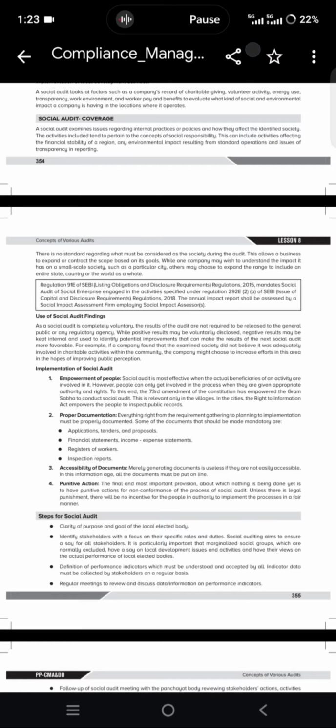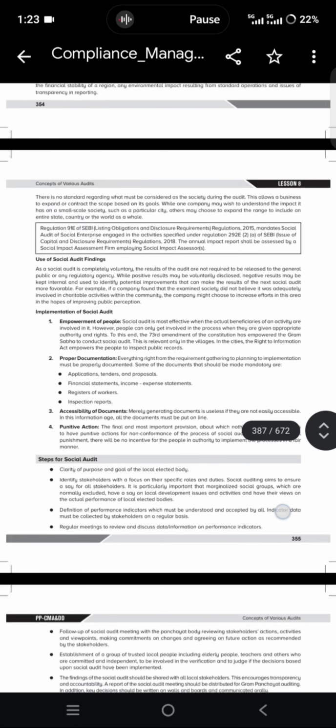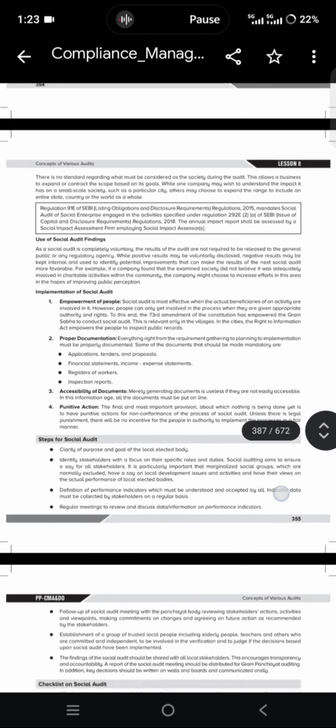Next, steps for the social audit. Clarity of purpose and goal. Identify the stakeholders with a focus on their specific roles and duties. Definition of the performance indicators, which must be understood. Regular review meetings. Follow-up of the social audit meeting with the panchayat body. And establishment of a group of trusted local people, including elderly people, teachers and others who are committed and independent. And last, the findings of the social audit should be shared with all the local stakeholders.